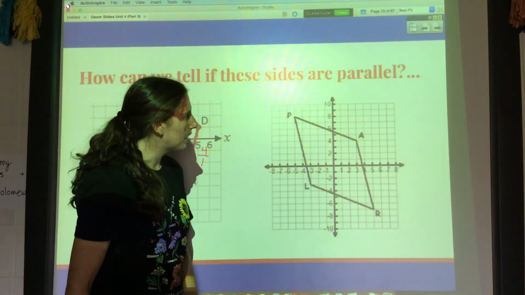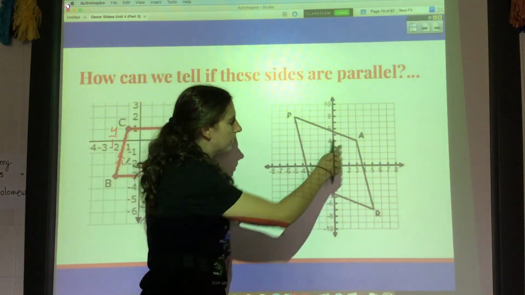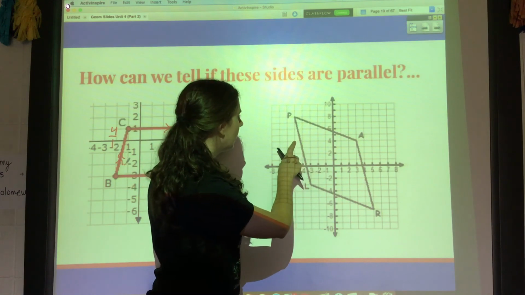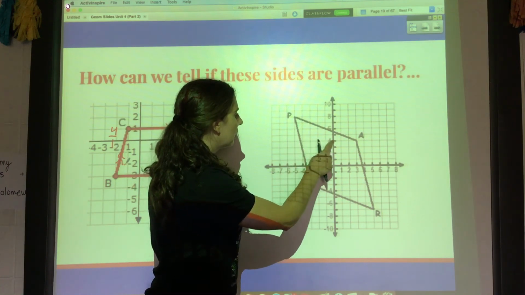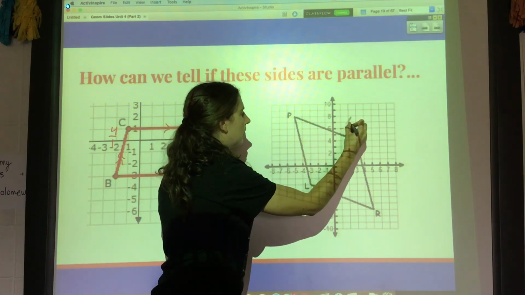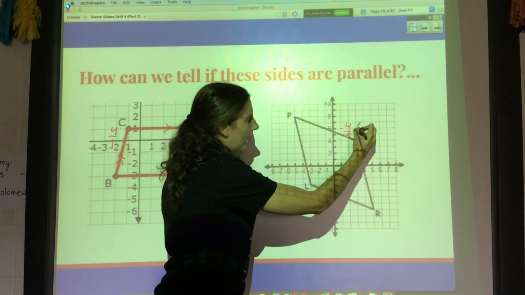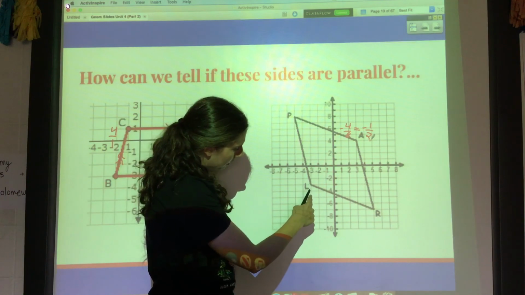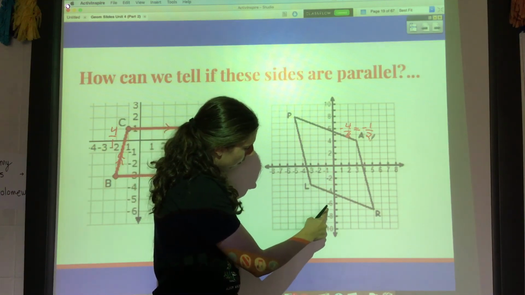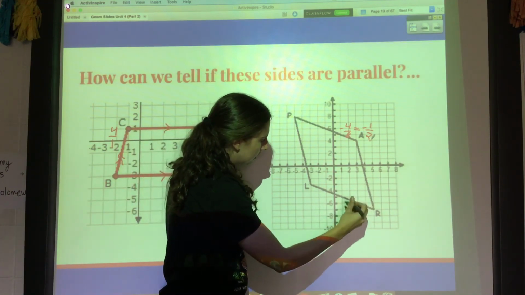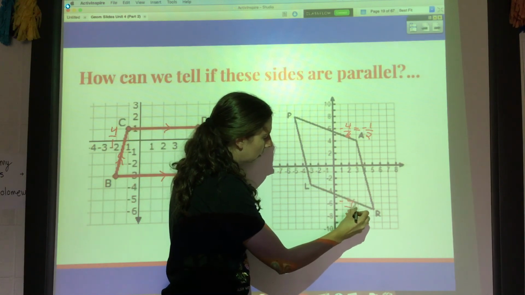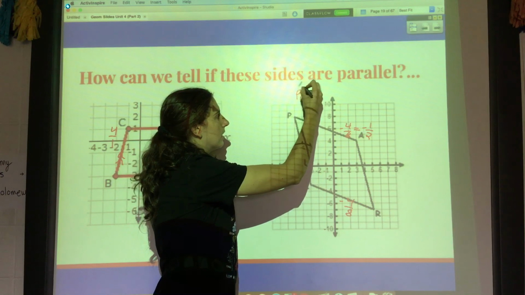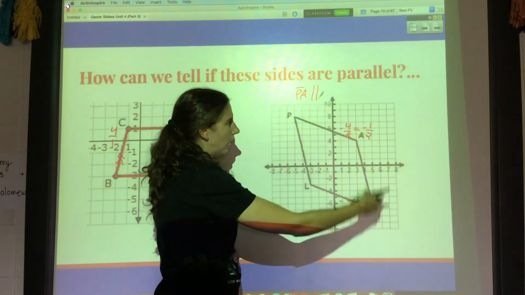Same thing here. If I were to look at the slopes, you see how this one has a slope of down 1, 2, 3, 4, and over 1, 2, 3, 4, 5, 6, 7, 8. So negative 4 over 8, or negative 1/2. This one I think is the same, down 1, 2, 3, 4, over 1, 2, 3, 4, 5, 6, 7, 8. So it's also got the same slope. That tells me that PA is parallel to LR.